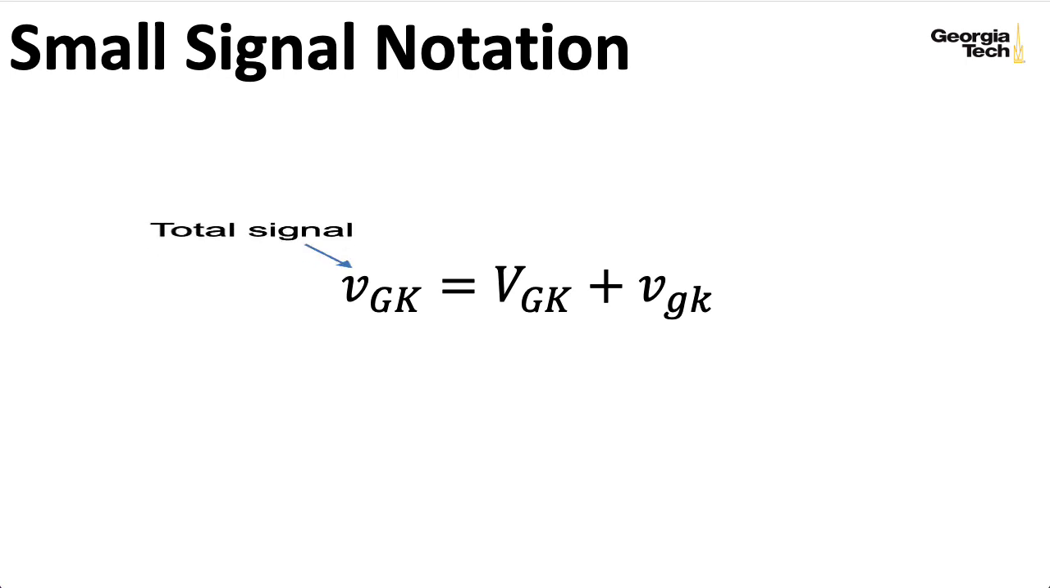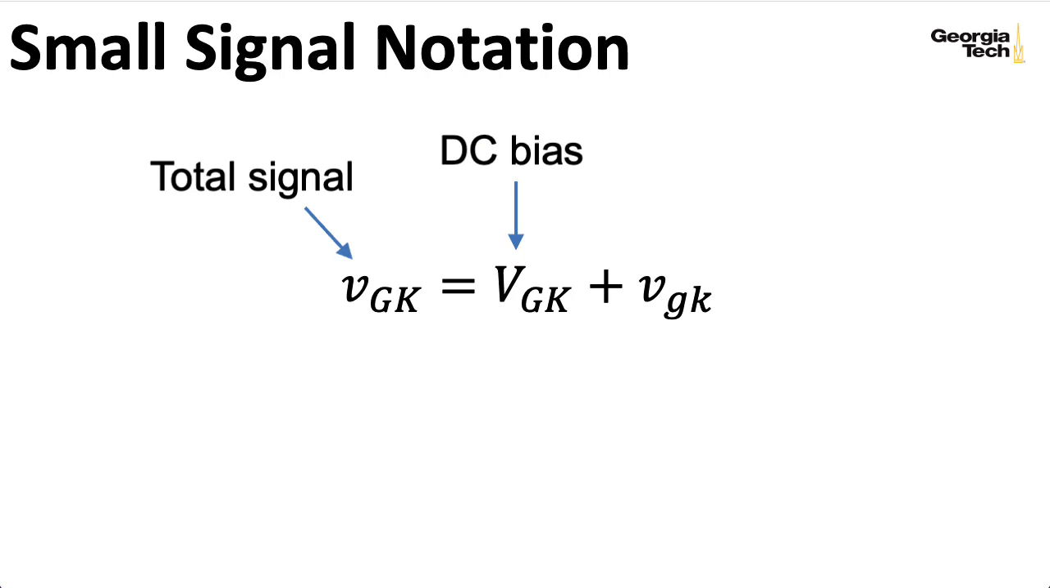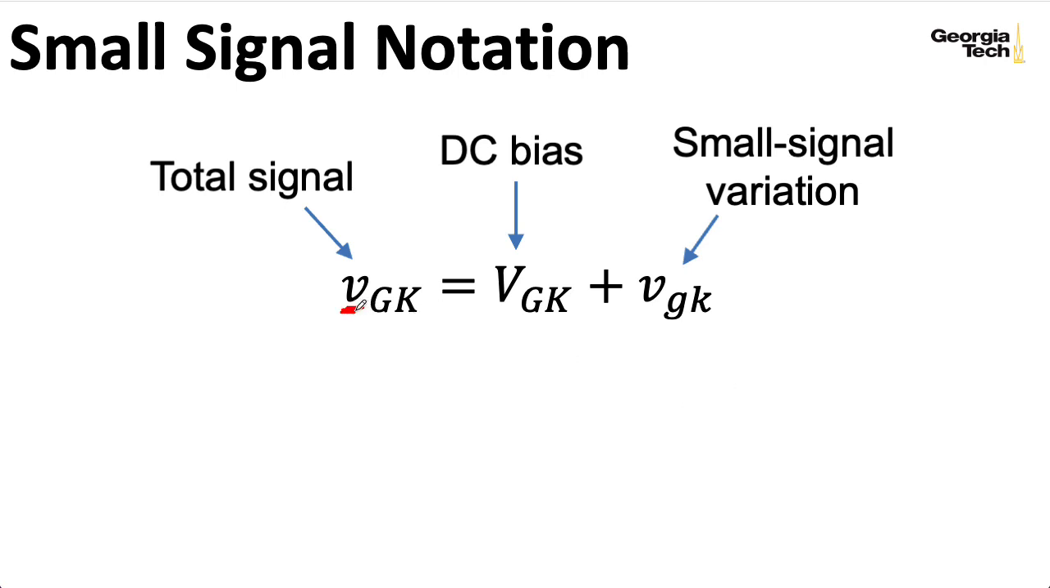I'm going to assume that the actual grid to cathode voltage is equal to some sort of DC bias, and that DC bias represents a quiescent operating point, usually called a Q point, that's some fixed voltage that we pick when we're not putting any audio into the circuit. And we're going to suppose that we add to this DC bias some small signal variation that's the actual signal, that's the actual audio that's going into the circuit. The total signal we're going to represent using a lowercase main symbol and then capital subscripts. The DC bias is going to be represented with capital everything, and the small signal variation is represented with lowercase everything.